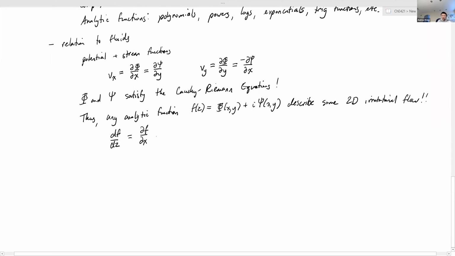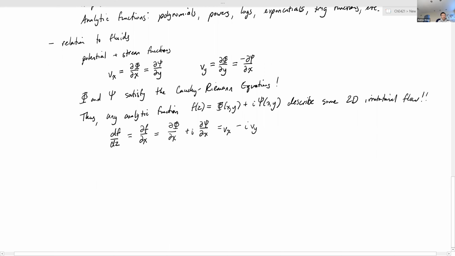And so one way of writing that is d phi dx, plus i d psi dx. And by these definitions up here, d phi dx is just vx, and d psi dx is just negative vy. So if you just write down any function you want, all I have to do is take a derivative. And then the real component of that derivative is going to be equal to my vx, and the imaginary component is going to be equal to negative vy.